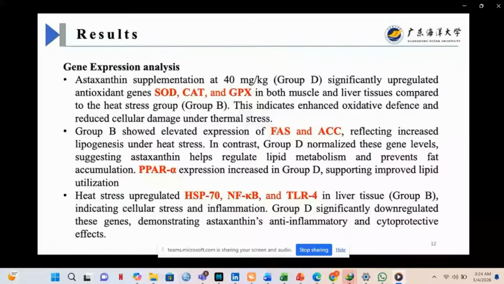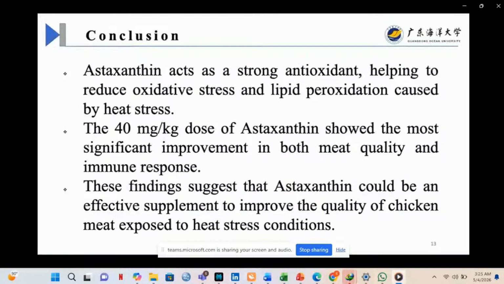Conclusion: astaxanthin acts as a strong antioxidant agent and helps to reduce the oxidative stress and lipid oxidation caused by heat stress. Astaxanthin at the rate of 40 milligrams per kg showed the most significant improvement in both meat quality and the immune response. These findings suggest that astaxanthin could be an effective supplement to improve the quality of chicken meat exposed to heat stress conditions. Thank you all for your attention.